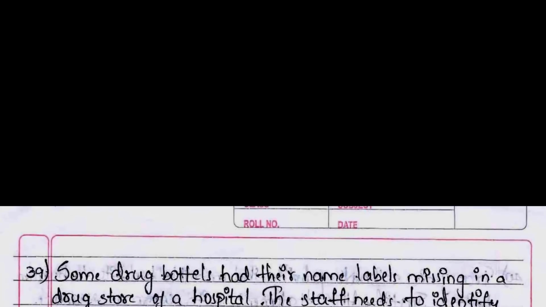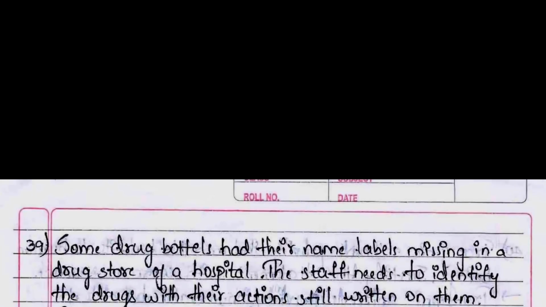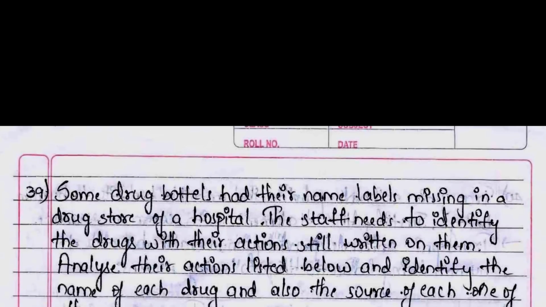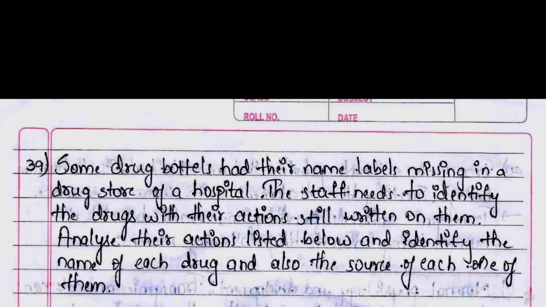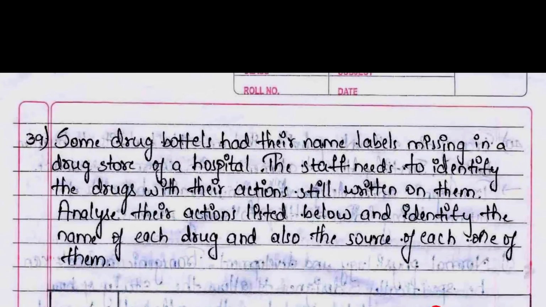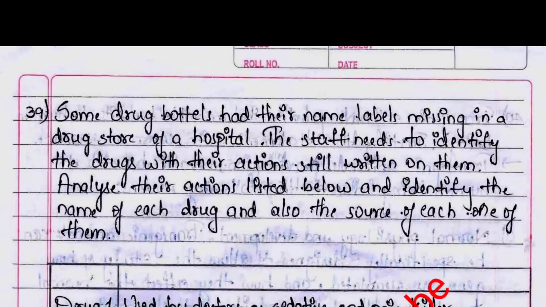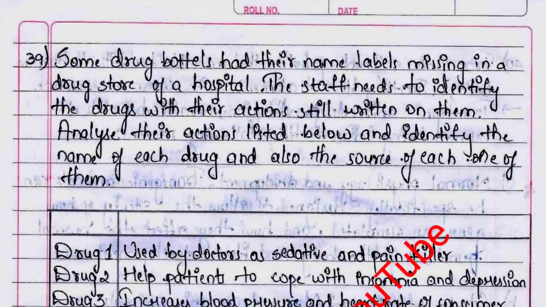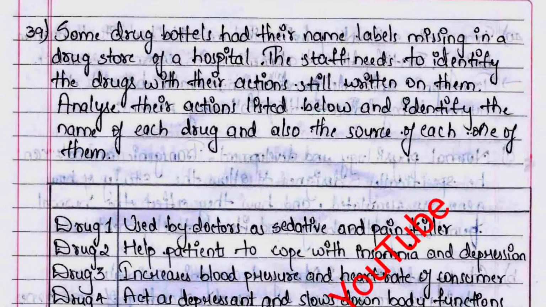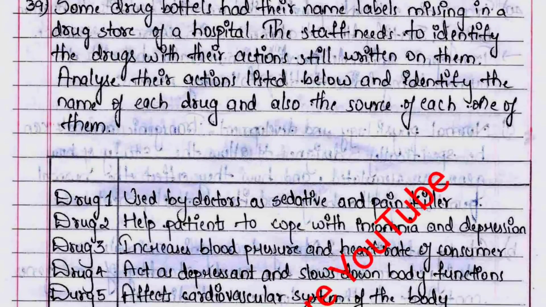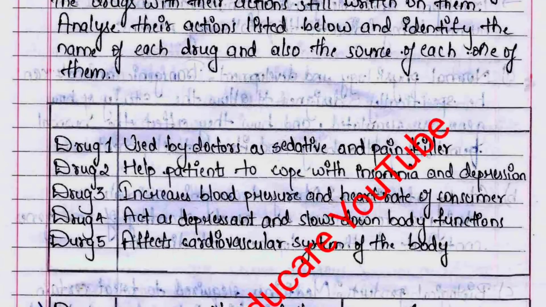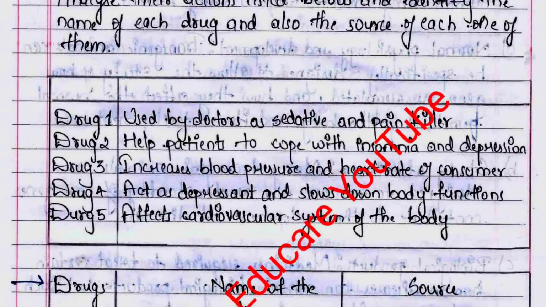Some drug bottles had their name labels missing in a drugstore of a hospital. The staff needs to identify the drugs with their action still written on them, analyze their action listed below, and identify the name of each drug and also the source of each one of them. Drug 1, used by doctors as a sedative and painkiller. Drug 2, helps patients to cope with insomnia and depression.